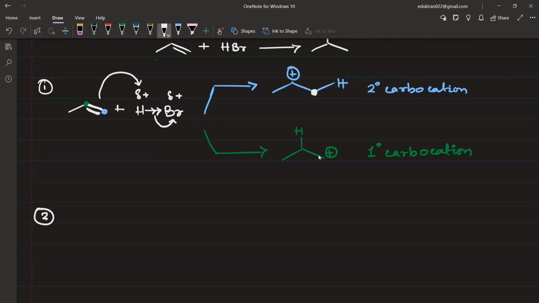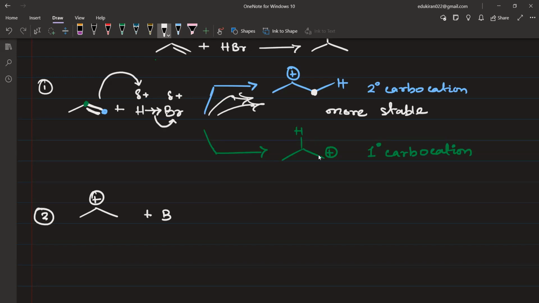Now, since 2 degree carbocation is more stable, the further reaction will happen from the 2 degree carbocation, because if it is more stable, this will be forming more and more often, and we will not be getting this particular carbocation. This will be forming more often. And if it is forming more often, then I will take this carbocation with a positive charge. We don't show hydrogen. I have shown hydrogen here just because it is getting added. Right now, I will not show any hydrogen.